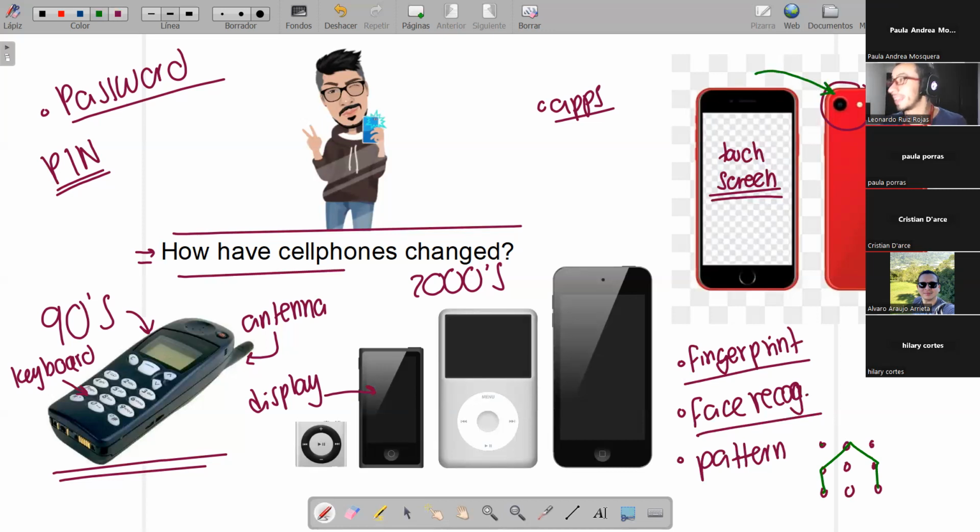The camera. It's more privacy. Okay, two different changes mentioned there. Diana says it's more private. More private, cierto? Es más privado. Now they have camera. Okay. Paula, what is the change that you want to mention?